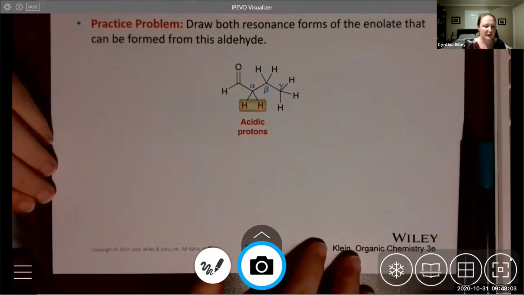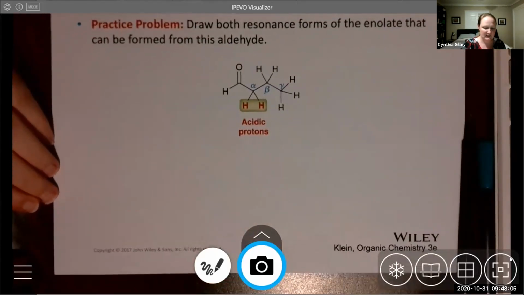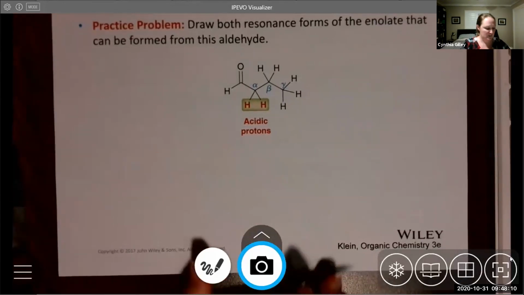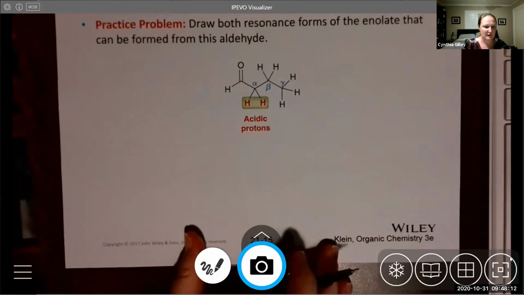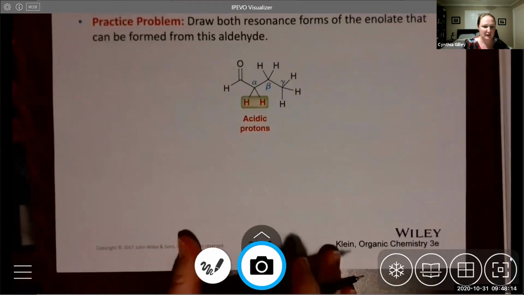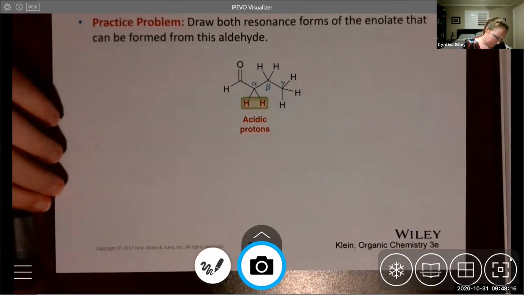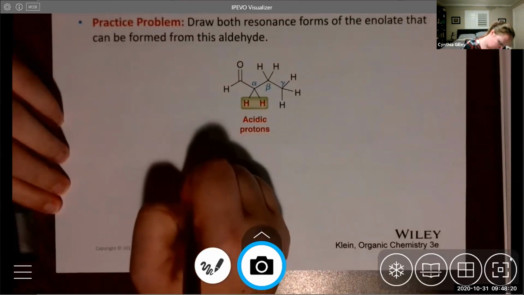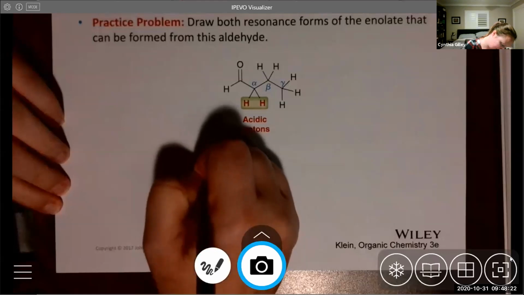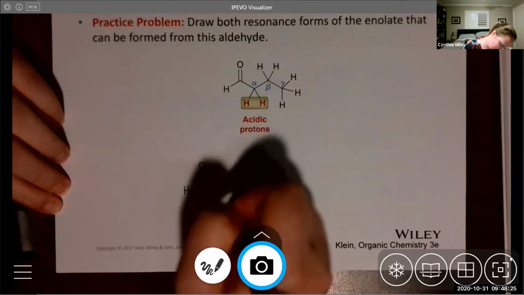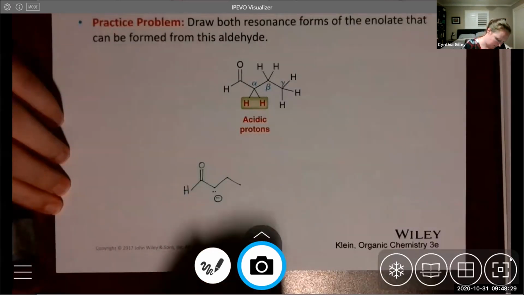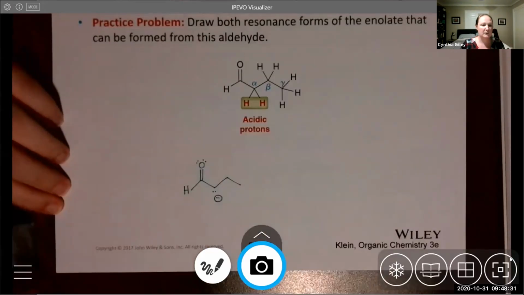Okay, so recall that there are two resonance forms of enolates. And it doesn't matter which one we form first, because we can always convert one to the other through drawing resonance. So if we first start with the resonance contributor where the lone pair is on the carbon, the alpha carbon, that would be one resonance contributor.